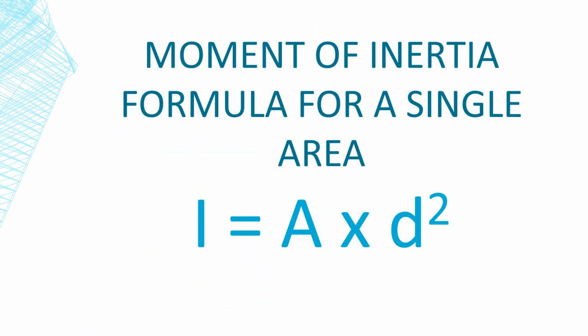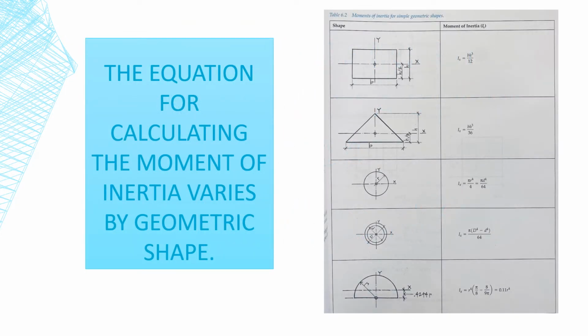The formula for a single area for the moment of inertia is area times distance squared. There are many different formulas for calculating moment of inertia, and they vary by geometric shape. This is just an example of some of them from our textbook.